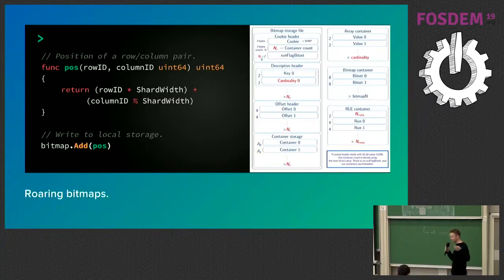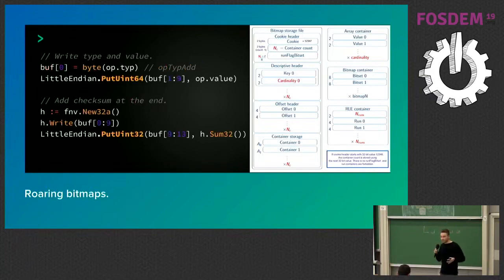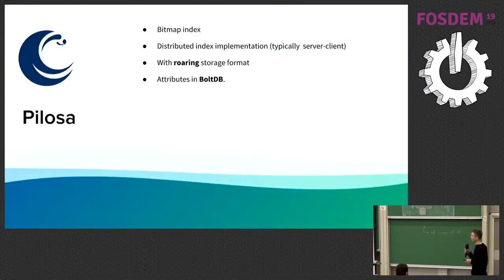So first, when you have the row ID and the column ID in your bitmap, you have to store it to the local storage. So you calculate the position, you call the add function, and what the add function does is basically: the first byte is the operation, so in this case it's an add. The next 8 bytes is the value in little endian format, and the last 4 bytes is just a checksum of the operation and your value, and you write it to the disk. Basically, it's pretty simple how you save data, and Pilosa implements it.